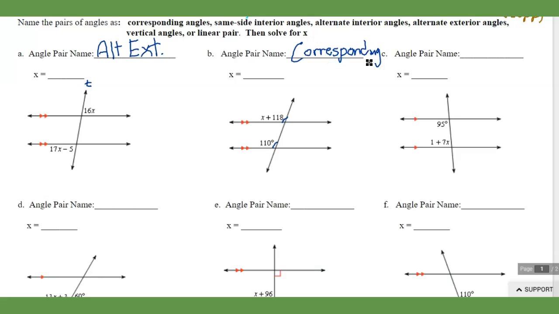Yeah, we've moved pretty far from just having obtuse and acute angles. Now we have a lot of other possibilities. What about C? What do we got here? Yeah, both on the same side, and they're on the interior. So same side interior.